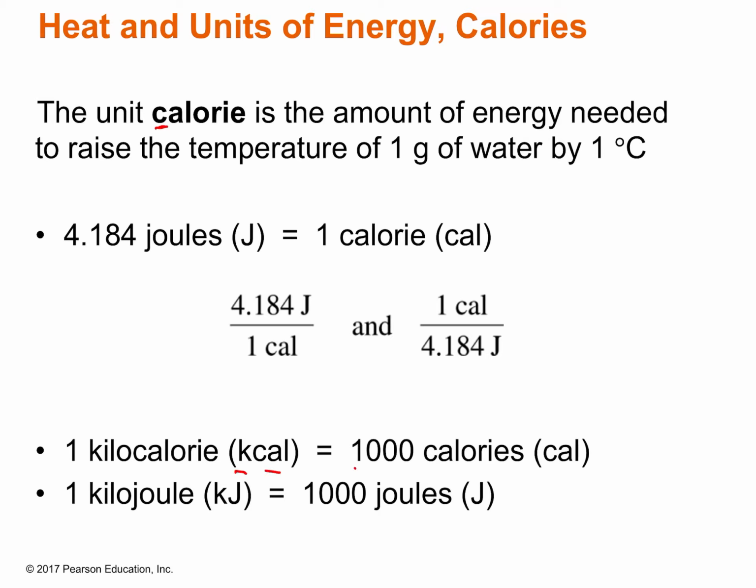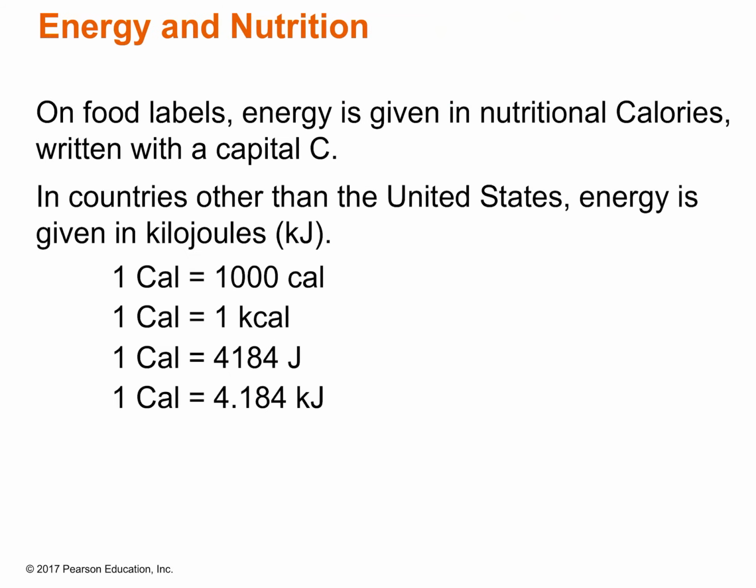We have a couple other conversions here. 1 kilocalorie is going to equal 1,000 calories. Remember that prefix kilo always means 1,000. And like we talked about earlier, 1 kilojoule is going to equal 1,000 joules. So these are the three main equalities you're going to need to write your conversion factors for this chapter. Okay, so two different units of energy, calories and joules, and we can convert between them.